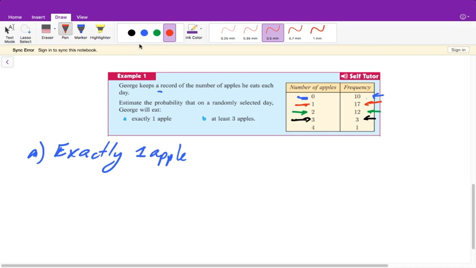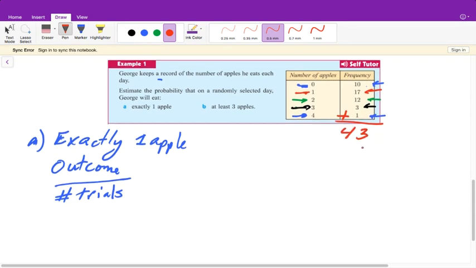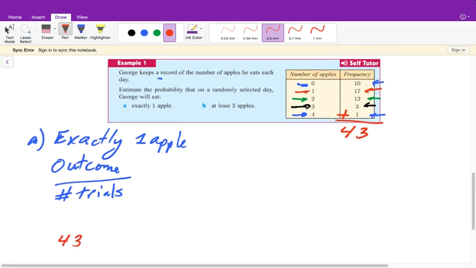So now the number of apples he ate is 4, and the frequency was 1, so that means 1 day he ate 4 apples. So what is the probability that he eats exactly 1 apple? Well, the first thing we need to know is we put the number of times that outcome happens over the total number of trials, or in this case, days. So first we have to add up all of these frequencies, because that tells us how many total days he kept track of the apples he ate. We add this up, it gives us 43. So we know the total number of trials is 43.